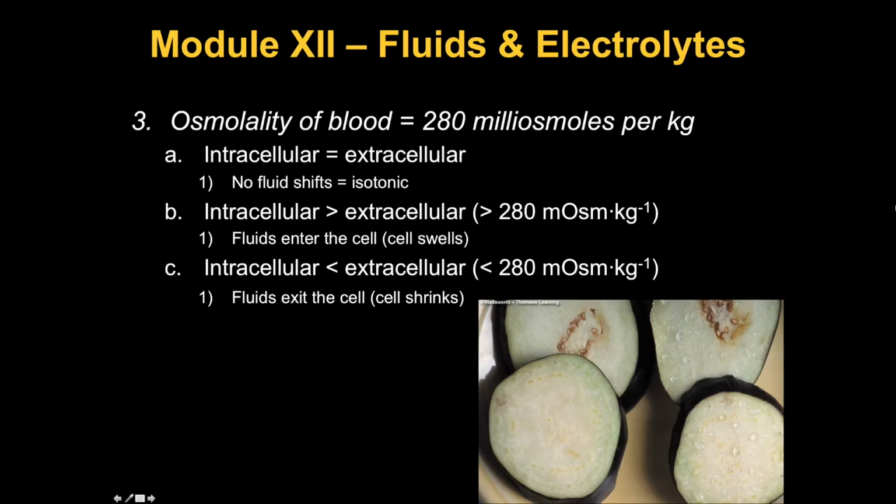The osmolality of blood is about 280 milliosmoles per kilogram. This is important because when we talk about sports beverages, you'll see that manufacturers try to keep their beverages around 280 milliosmoles. Now we can have osmolality affect the distribution of fluid inside and outside of the cells.